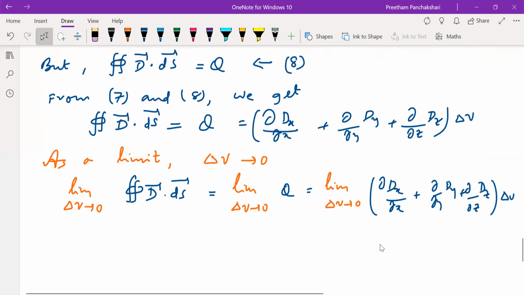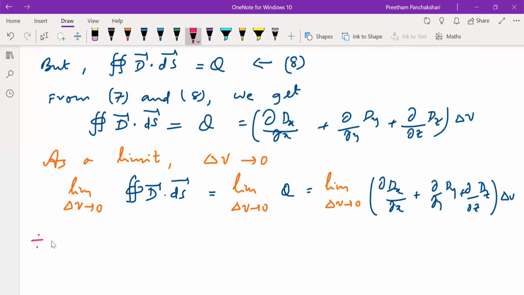But here the first and second terms do not contain the volume terms at all. The last term, the partial differentiation of D, contains delta v. So there is no relation between that incremental volume delta v and the rate of change of D. That's why we can bring that incremental volume to the first term, that is the closed surface, because delta v is the incremental volume enclosed by the closed surface. It is more appropriate if delta v is introduced in the first term. So we shall go for one more step.